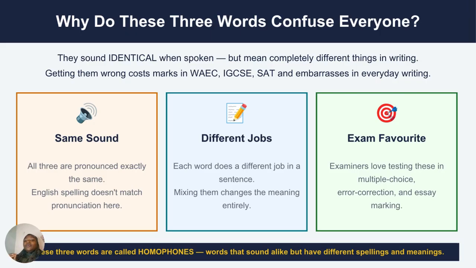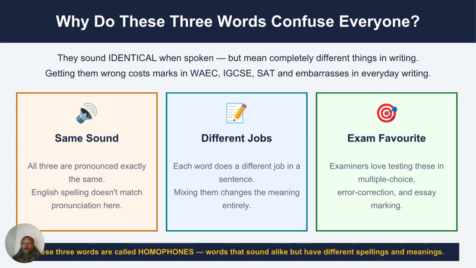So, why do these three words confuse almost everyone? The answer is simple: they are homophones. This means they sound absolutely identical when spoken aloud, but they are spelled differently and have completely different meanings. Because English spelling doesn't always match its pronunciation, it's incredibly easy to mix them up. But remember, each of these words has a totally different job in a sentence.